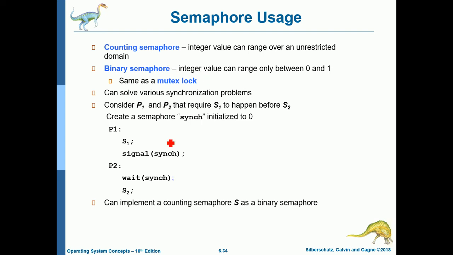Consider P sub 1 and P sub 2 that require S sub 1 to happen before S sub 2. Create a semaphore sync initialized to 0. For P sub 1, we have S sub 1, and then signal on the semaphore sync. For P sub 2, we wait on the semaphore sync, and then S sub 2. This just means that the condition that P sub 1 requires S sub 1 to happen before S sub 2 is satisfied. We can implement a counting semaphore S as a binary semaphore.